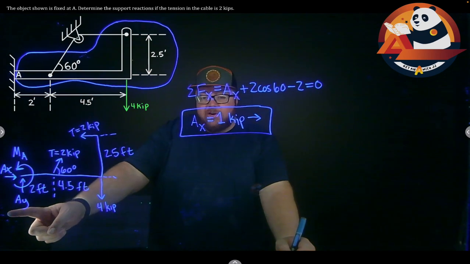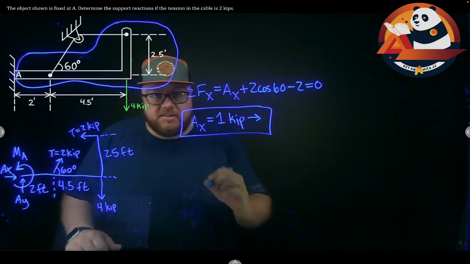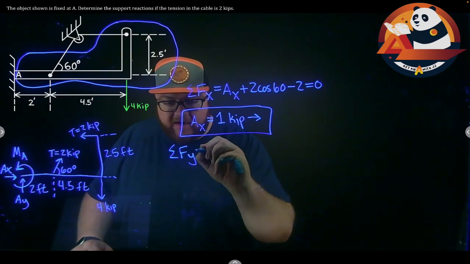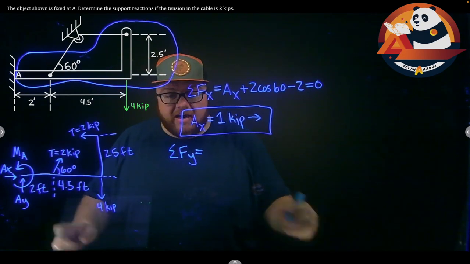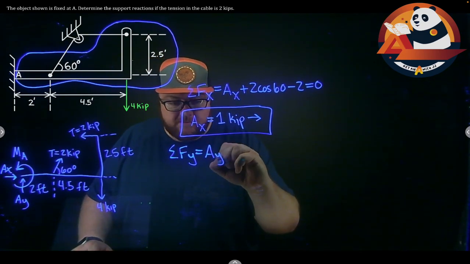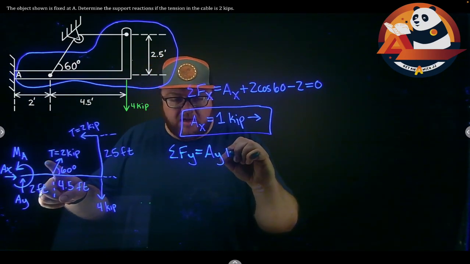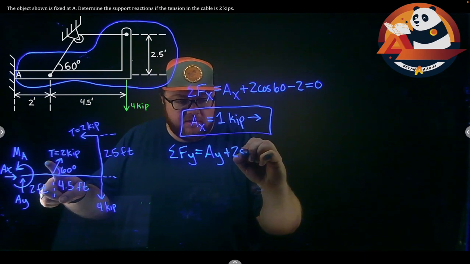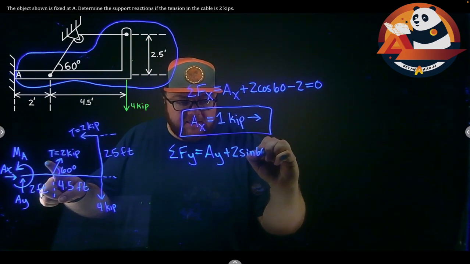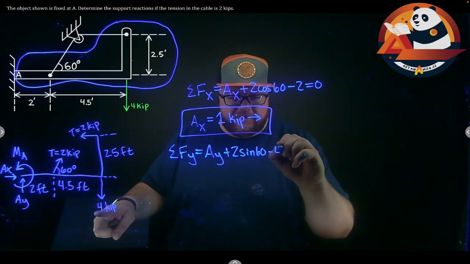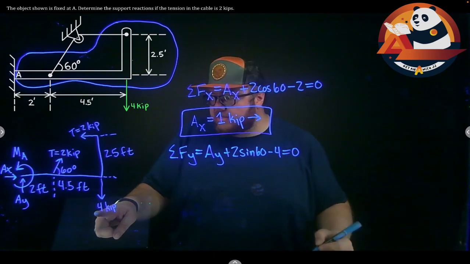From here, I have 1 unknown in the Y direction. Let's sum forces in the Y. Summing forces in the Y direction, I have AY going up. I have T going up here, so plus 2 sine 60. And I have 4 coming down over here. Minus 4 equals 0.